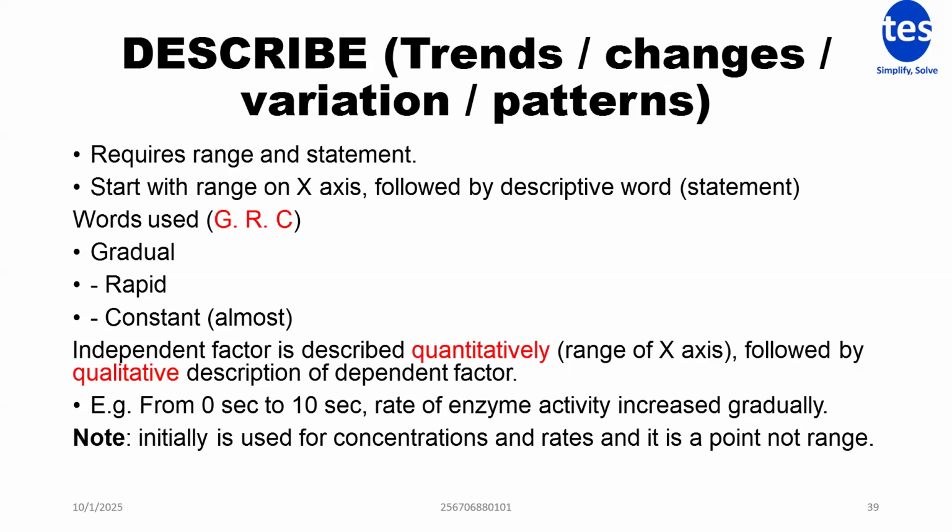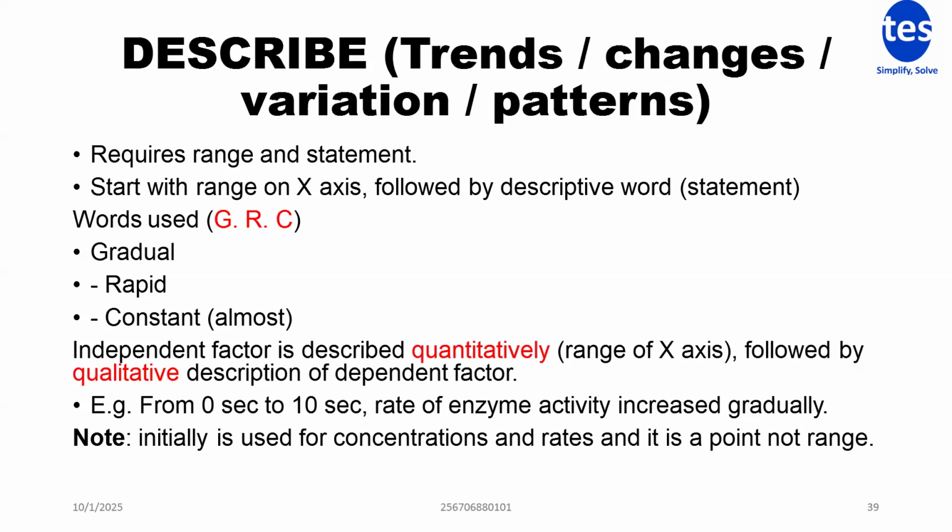When we are describing any graph, we start with the x-axis, followed by a descriptive word for the y-axis. The independent factor, which is the x-axis, is described quantitatively, using figures. For example, from 1 day to 3 days. We use numbers, figures, digits, not words. And then for the y-axis, we use qualitative descriptions.